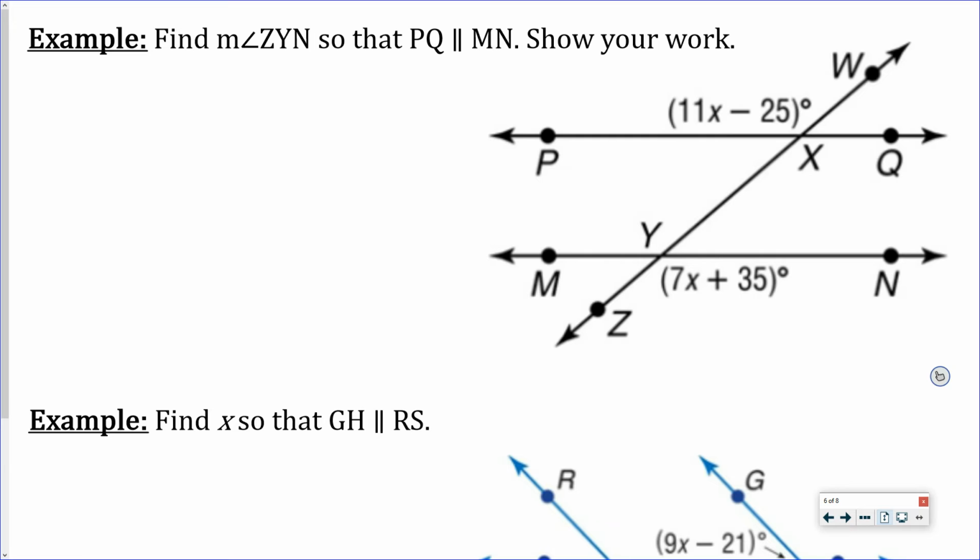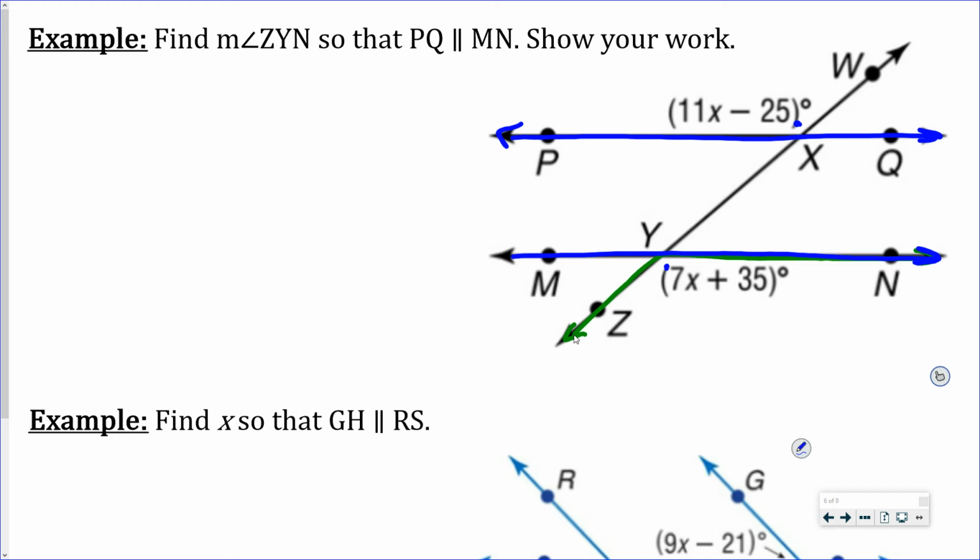This time, they want me to find the measure of angle ZYN so that PQ is parallel to MN. Show your work. Okay, I'm going to highlight angle ZYN. Remember, the middle letter is the vertex, so ZYN would be this one. Which right now they're telling me is 7x plus 35. And they want me to show PQ, this one, is parallel to MN. Okay, so looking at the other angle measure here, I know this angle up here is 11x minus 25, and then the one I'm trying to find is 7x plus 35.